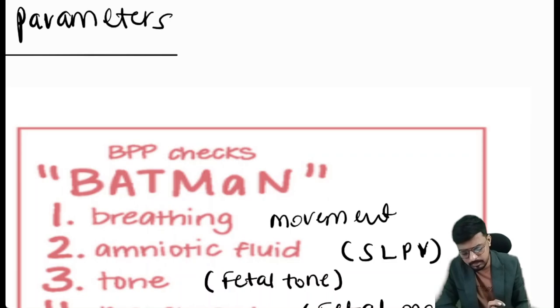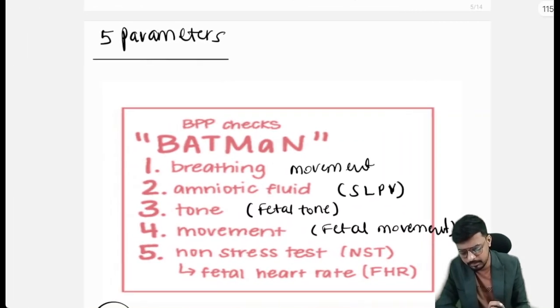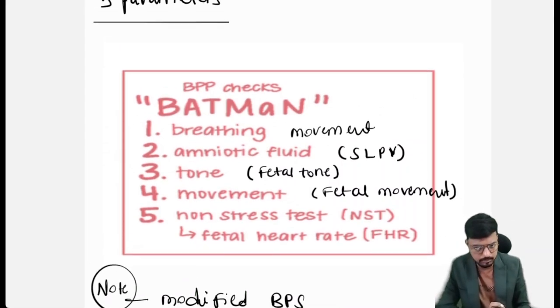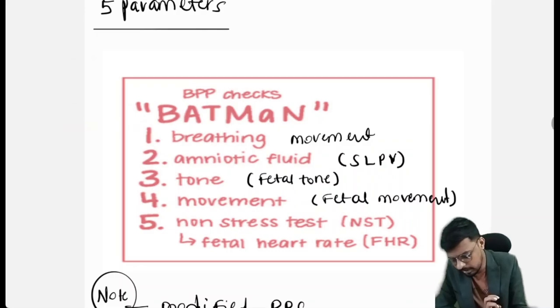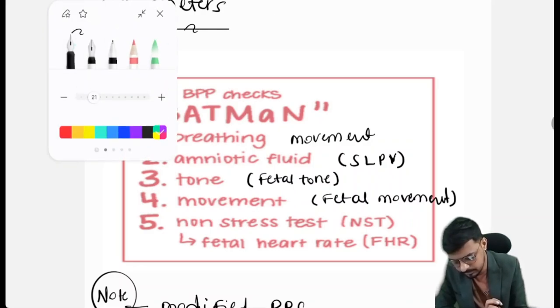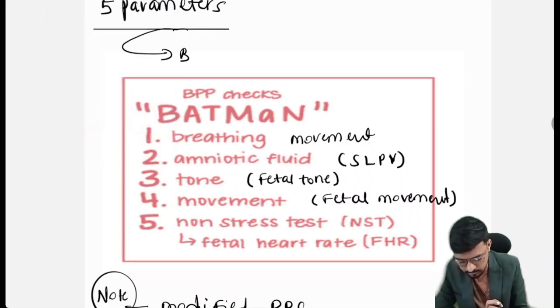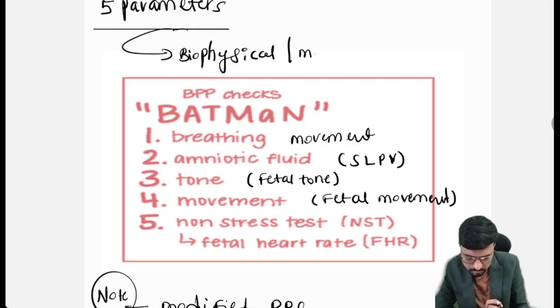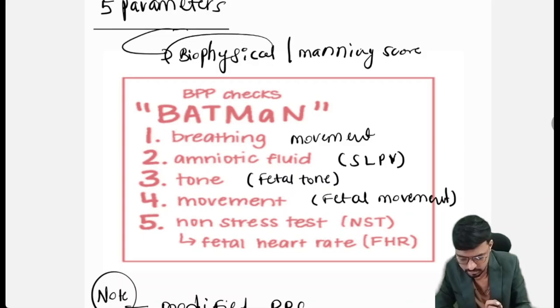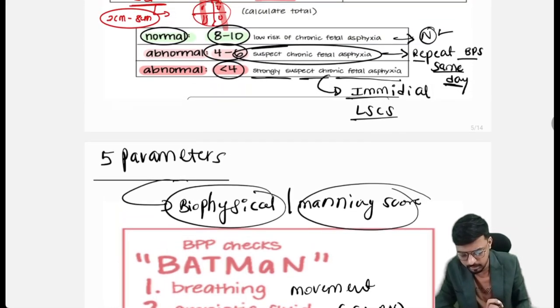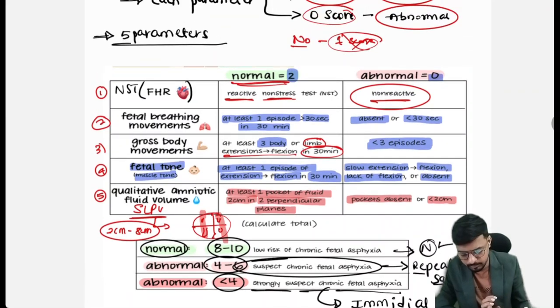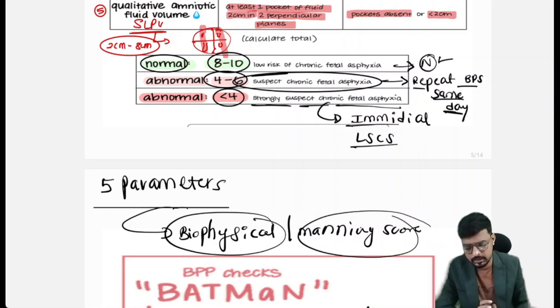So how to remember the five components, or five parameters, of the biophysical score or the Manning score? These are the only five components I have taught you: NST, fetal breathing movements, gross body movements, fetal tone, and the single largest pocket volume, that is the amniotic fluid volume.